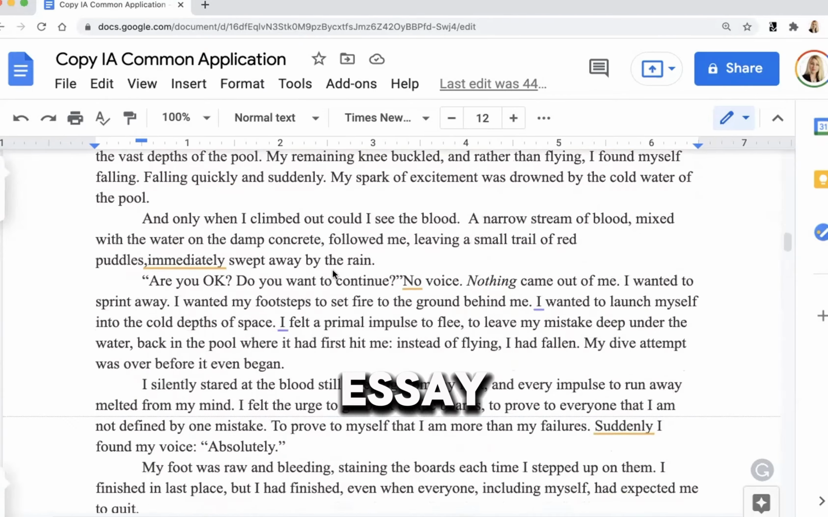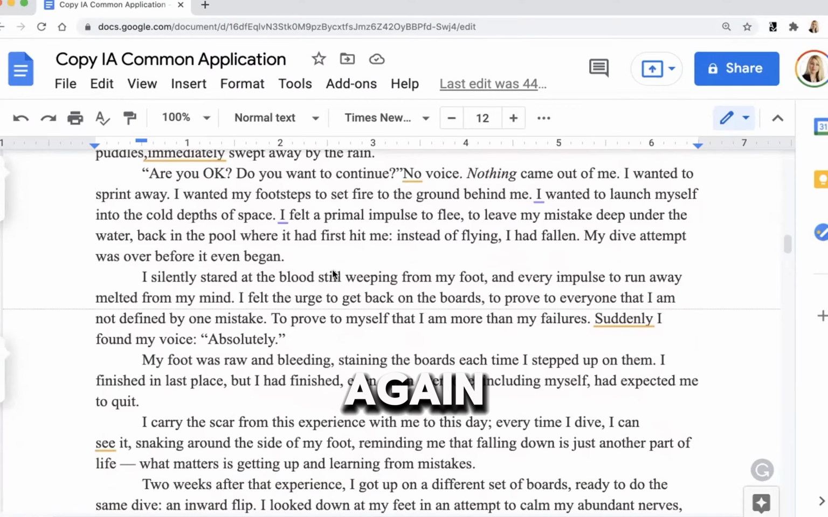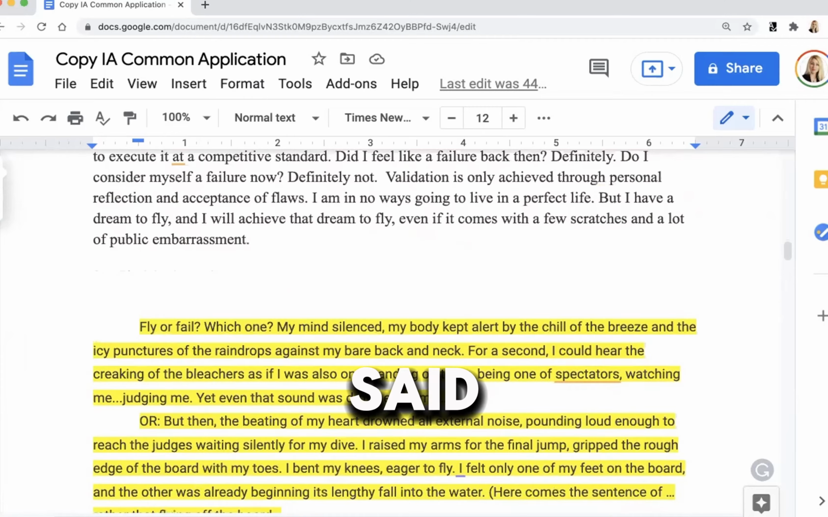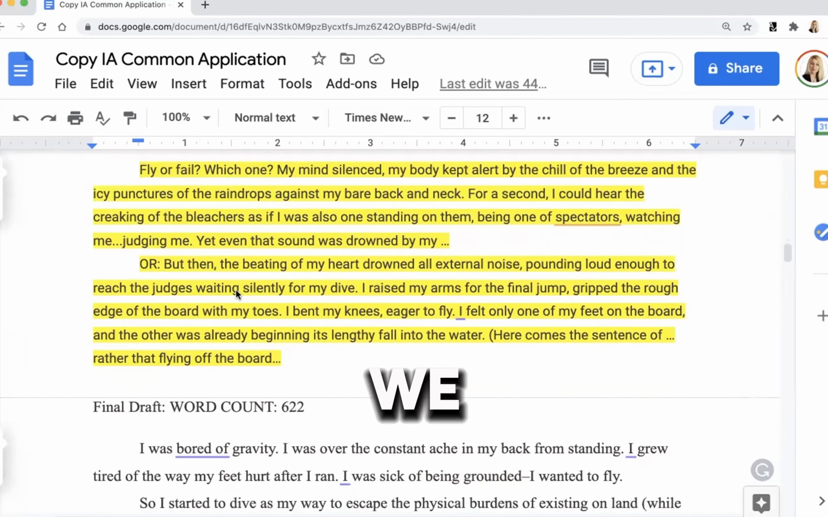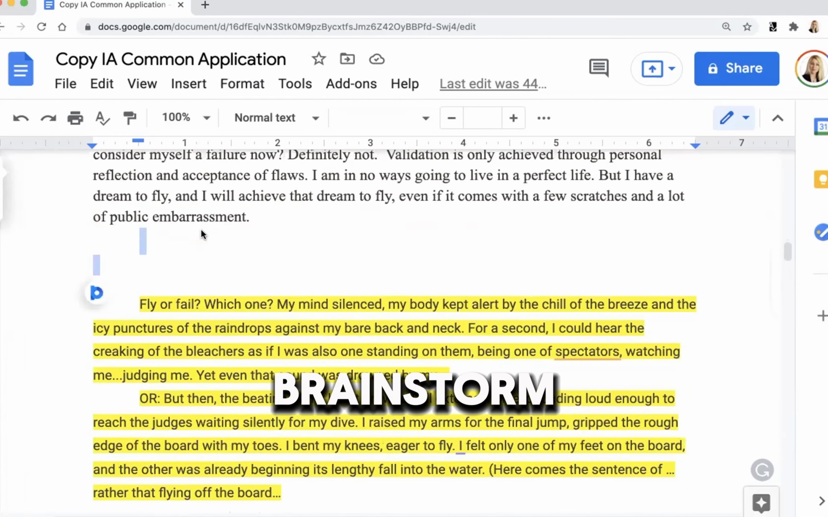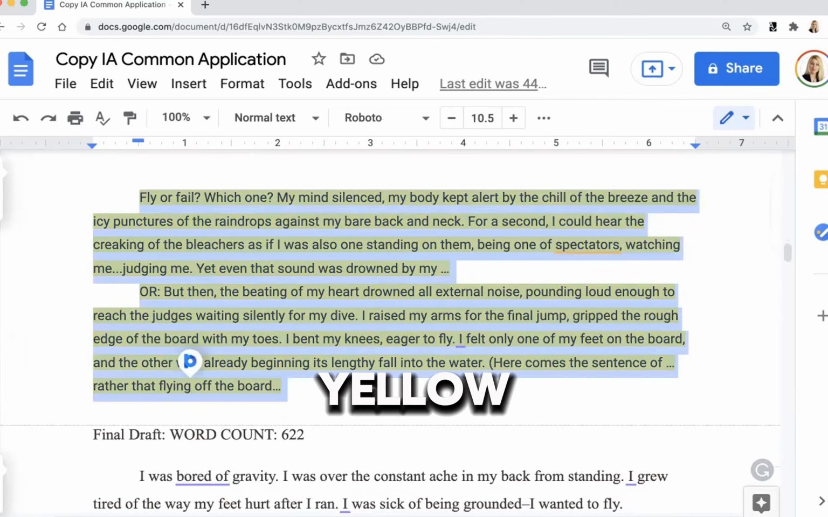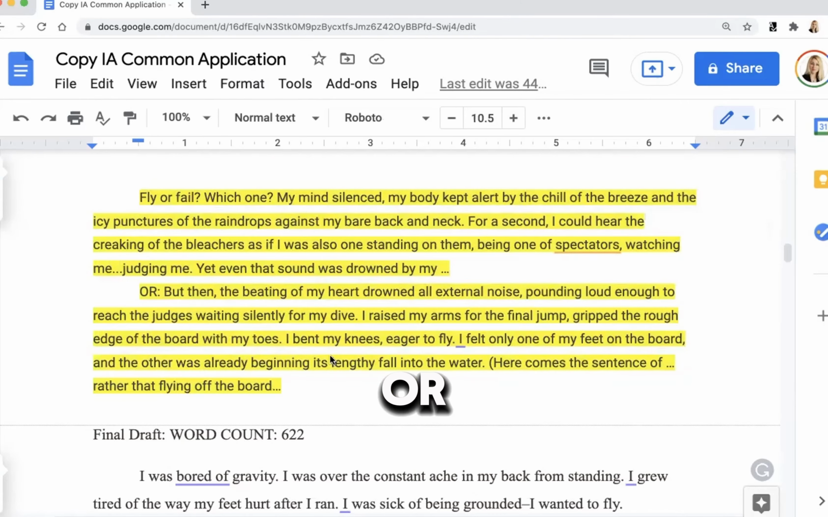So the essay is reworked again. This time she has put a little bit of dialogue in there, which had to go. Like I said, we decided to brainstorm a whole new hook, and then we highlighted that in yellow to remember that this is our hook and this is still work in progress. And then we thought of fly or fail.